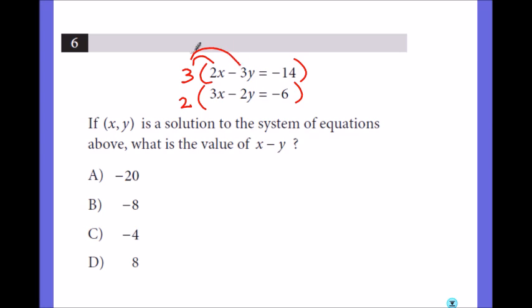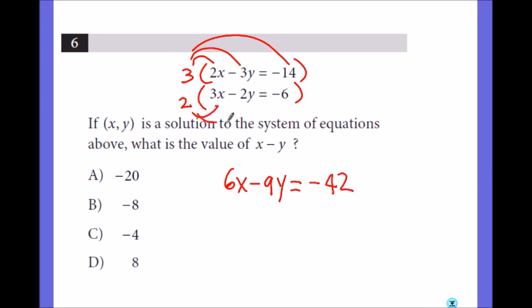Why? Then I'll get 6x from the first equation, and I get 6x from the second, and then I can just cancel them by subtracting. So when I multiply 3 to all of the first equation, I get 6x minus 9y equals negative 14 plus times 3 is 42.